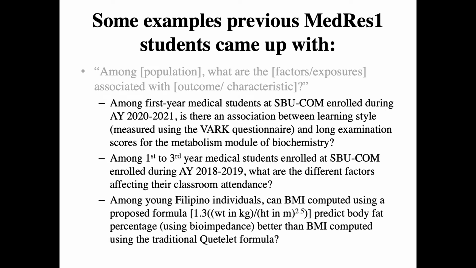So among young Filipino individuals, and by that they mean co-medical students, among their classmates of medical students, can BMI computed using a proposed formula by an Oxford University professor by the name of Nick Trefethen, he proposed this formula for BMI, and basically what these students wanted to find out was, can BMI computed using this formula predict body fat percentage, which they measured using a body impedance machine, better than BMI computed using the traditional Quetelet formula, the weight in kilograms over height in meters squared. Okay.